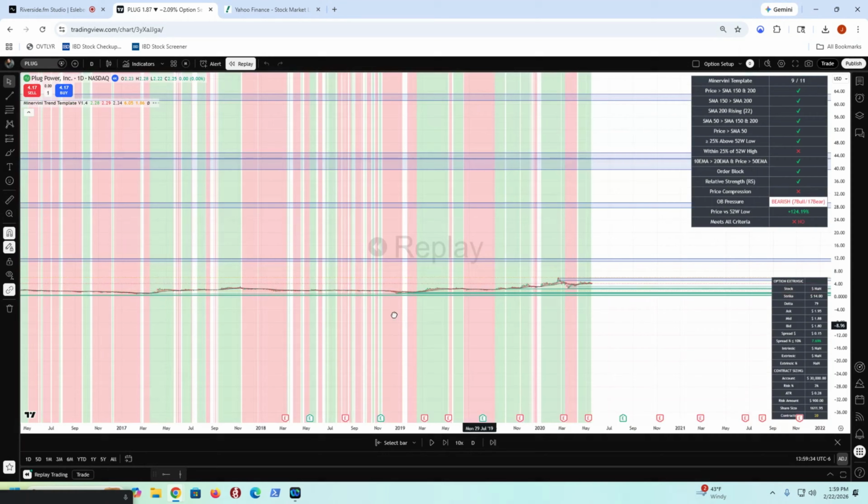Let's go to Yahoo, top gainers, most active. Let's go to Power Plug. This one has been in a downtrend for quite some time. Let's see if we can catch something on this uptrend. We will replay. Let's see if we can see something here.